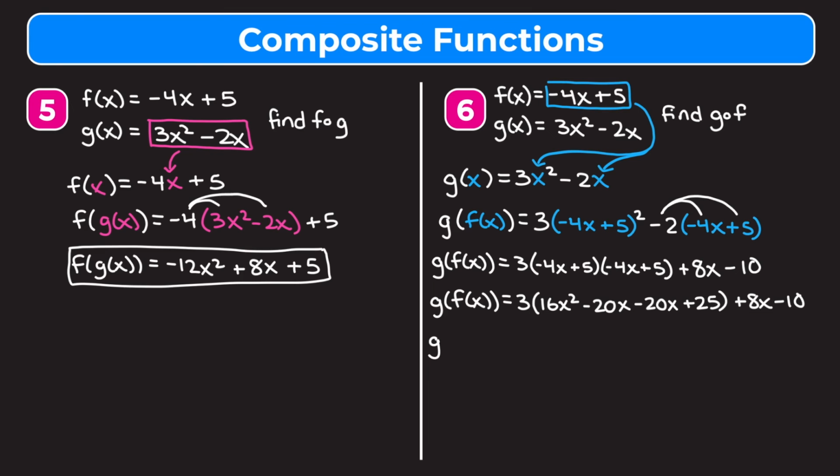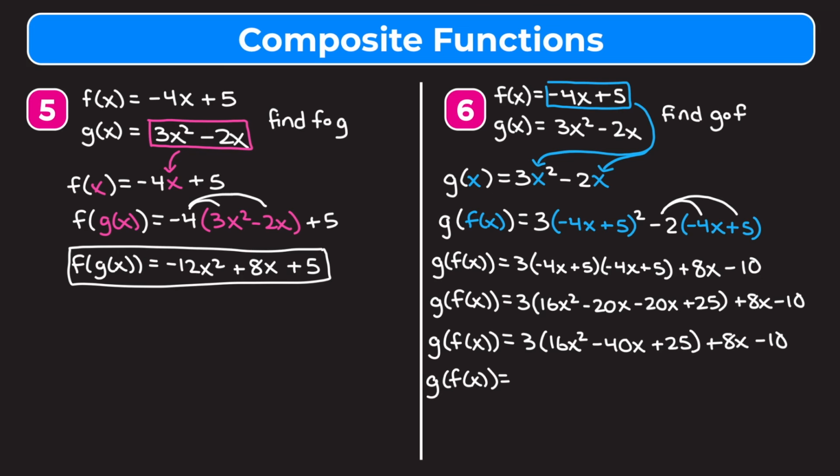And now I need to combine like terms within those parentheses on the right side of my equation. So the 3 stays the same. We have 16x squared. We can combine negative 20x and negative 20x to get a negative 40x plus 25 plus 8x minus 10. We're going to have to distribute out this 3 on the right side of our equation.